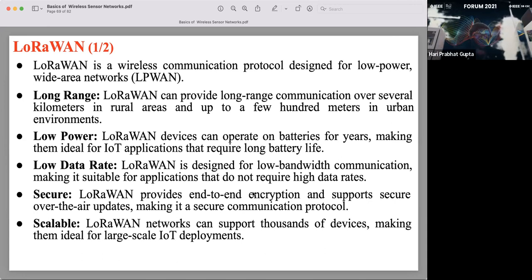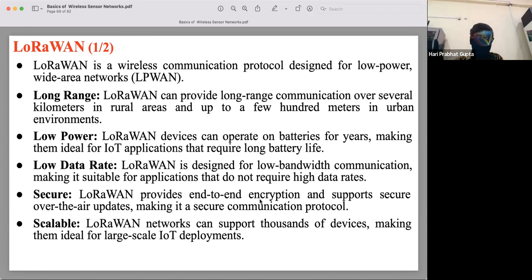From a security point of view, it has end-to-end encryption. There are 2 types of keys in LoRaWAN: one is at the application level, the other is at the network layer. The network server shares its key, and the application server shares its key. So this is completely encrypted and secure data transmission. We are not worried about this.